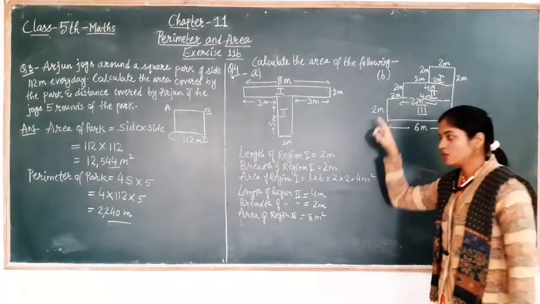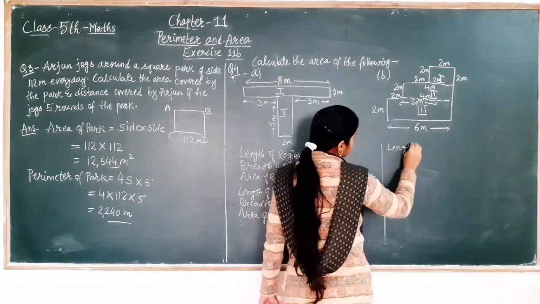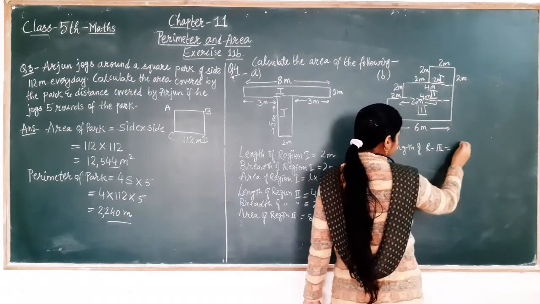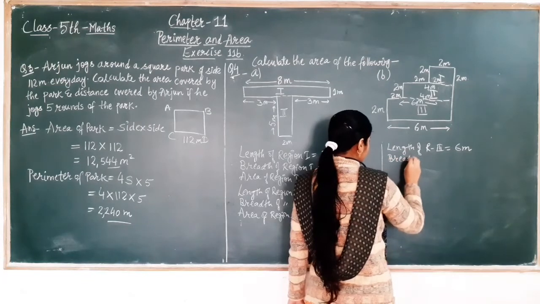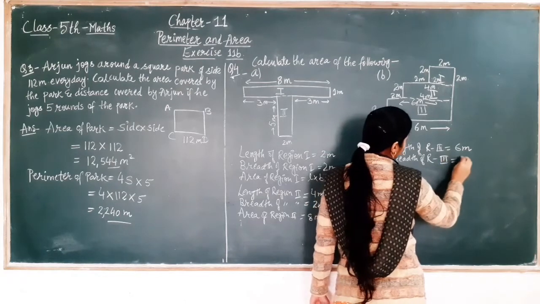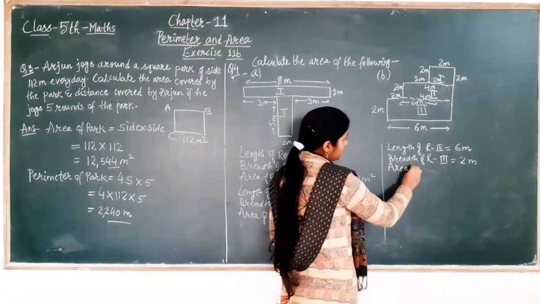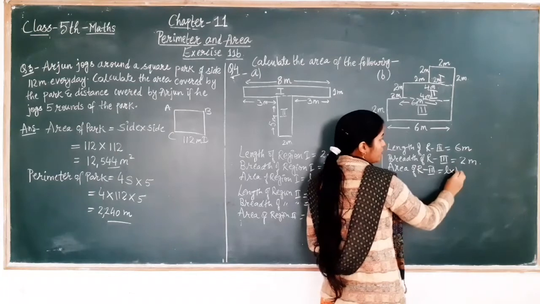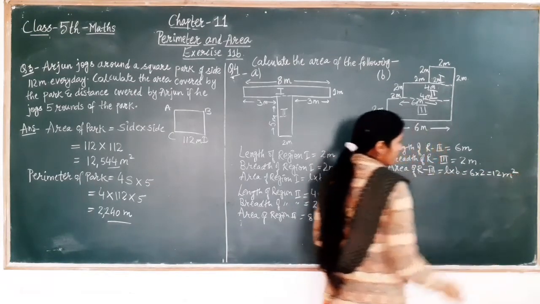And what would be the breadth? 2 meters. So length of region 3 is equal to 6 meters. Breadth of region 3 is equal to 2 meters. So area of region 3 is equal to L into B is equal to 6 into 2 is equal to 12 meters square.